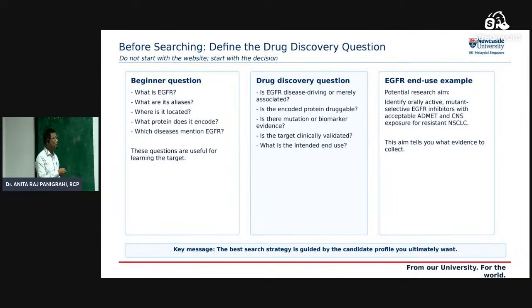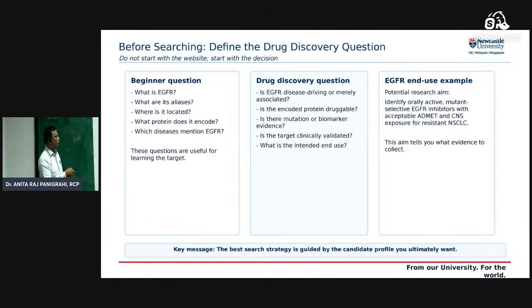This is very important. Most of the time, except in the pharma industry, no one thinks when they write a research proposal about what the end use in the clinic is. These are end use examples. This is the research aim, because in any research proposal we have to start with a research question, and then there should be a research aim.